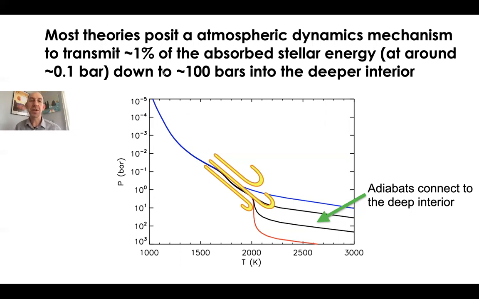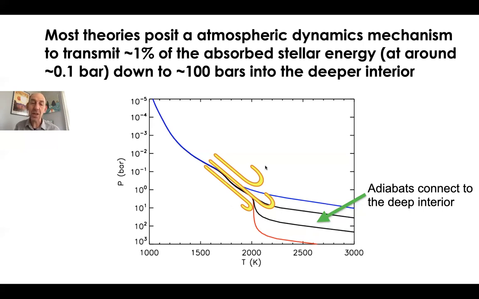But it turns out if you could imagine a mechanism to transmit maybe 1% of that excess energy, if you could find a way to get about 1% of that star's energy down into the deep atmosphere, maybe to around 100 bars, that is enough to increase the entropy of the interior. So there's 4 different interior profiles here. As the planet's interior cools off, the planet shrinks in radius.